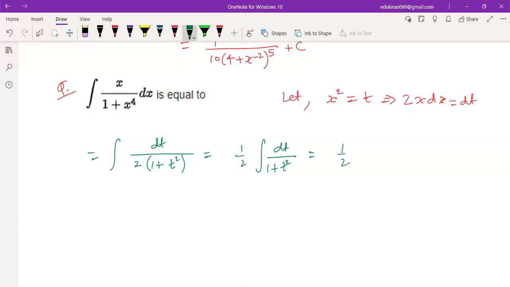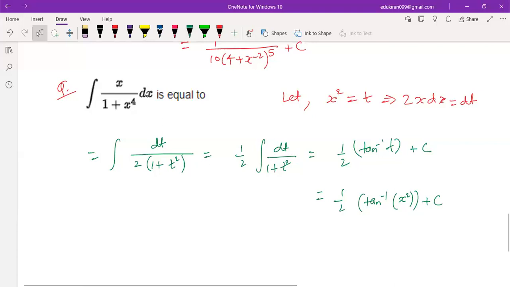This is a formula for tan inverse t. When you differentiate tan inverse t, you get 1 by 1 plus t square. So plus c. Now you can put tan inverse x square plus c. So half of tan inverse x square plus c you will get.